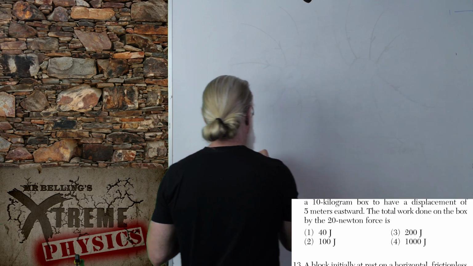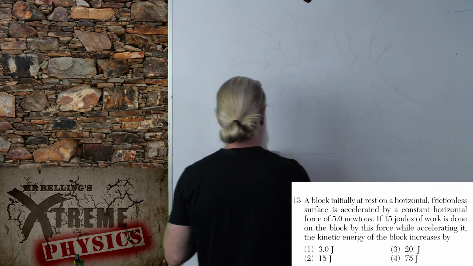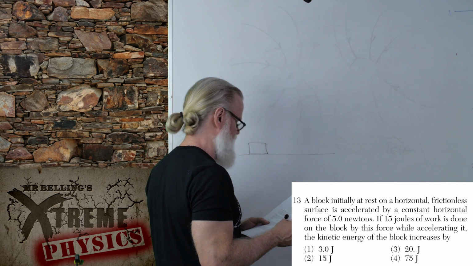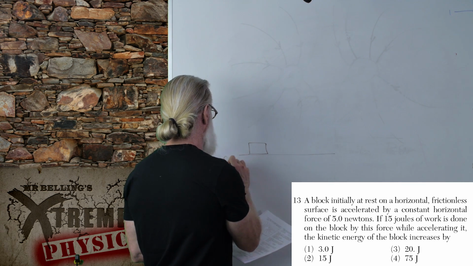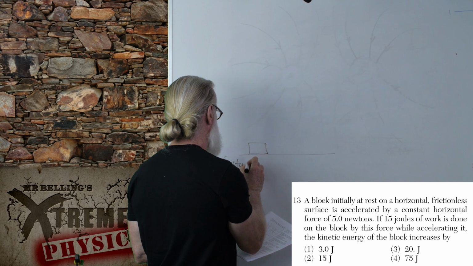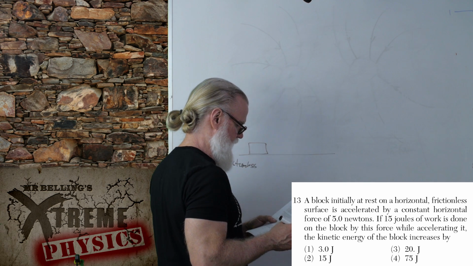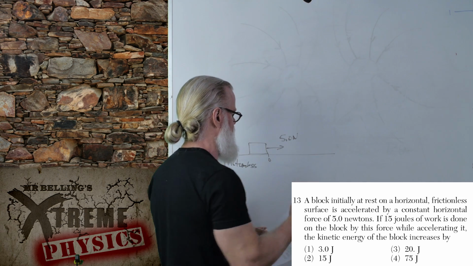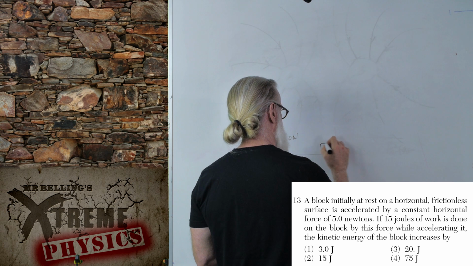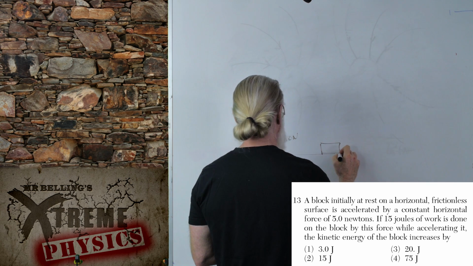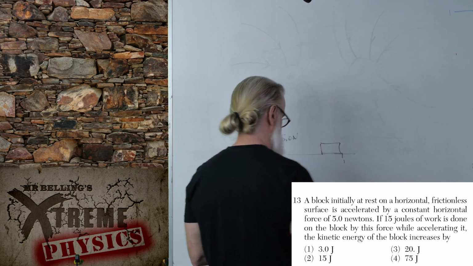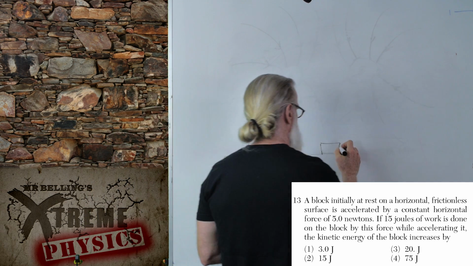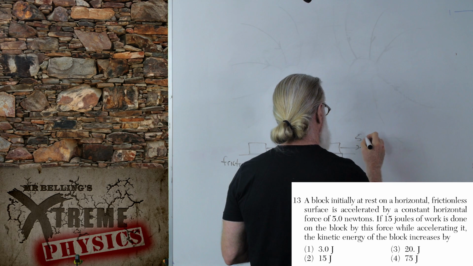All right, we got a block. It is at rest on a horizontal frictionless surface. The magical frictionless surface. It is accelerated by a constant horizontal force of 5 newtons. That's time 0. And then sometime later, we'll call that time 1. How much is the kinetic energy of the box? So we still have that 5 newtons there.